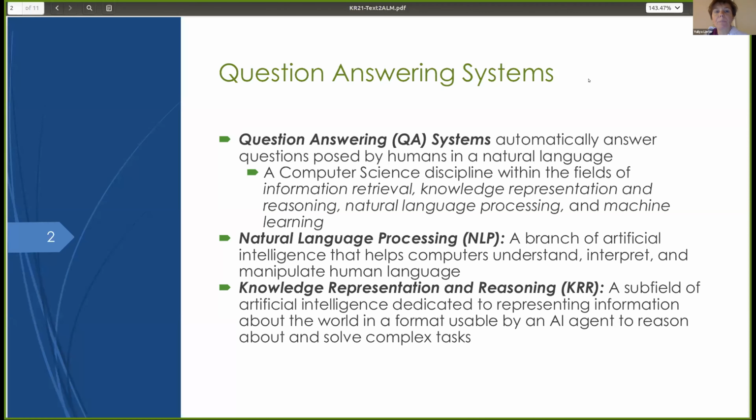So first, on question answering systems, those are supposed to automatically answer questions posed by humans in natural language. They're within the computer science discipline and across information retrieval, knowledge representation, reasoning, natural language processing, and machine learning. Natural language processing is a branch of artificial intelligence that helps computers understand, interpret, and manipulate human language, whereas KR is a subfield where we attempt to represent information about the world in a formal, usable manner by an agent to reason about and solve complex tasks.